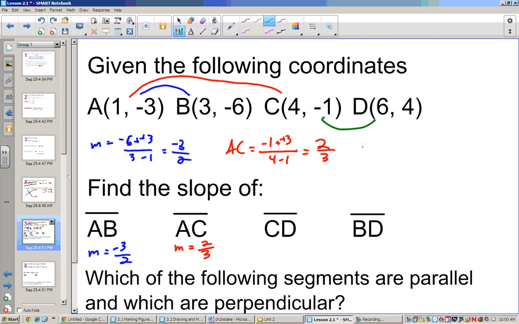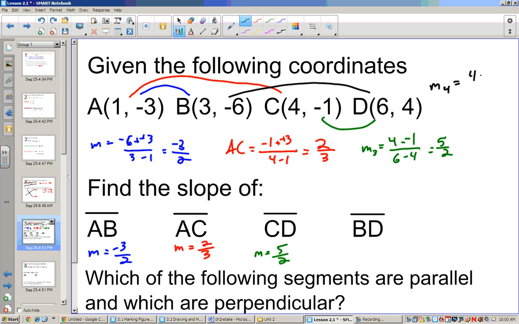CD, we're going to look for this slope. Well, maybe I'll say m3 is going to be 4 minus negative 1 all over 6 minus 4. So that's going to be 5/2. So this slope is 5/2. Finally, BD is our last one. So our fourth slope is going to be 4 minus negative 6 all over 6 minus 3. So that would be 4 minus a negative will be plus. So that's 10/3, our fourth slope.